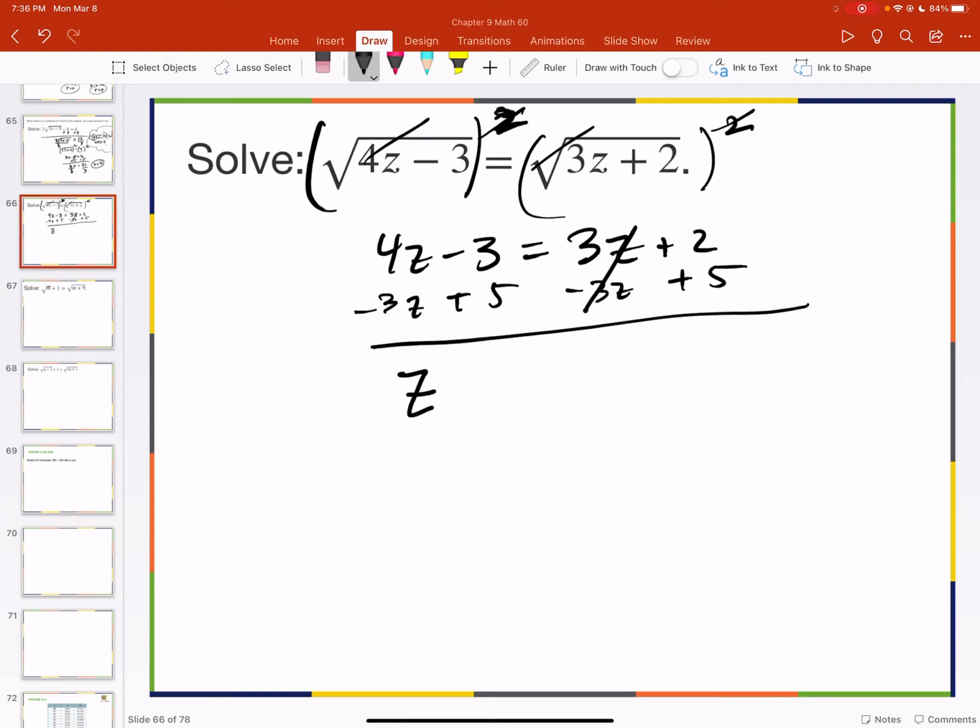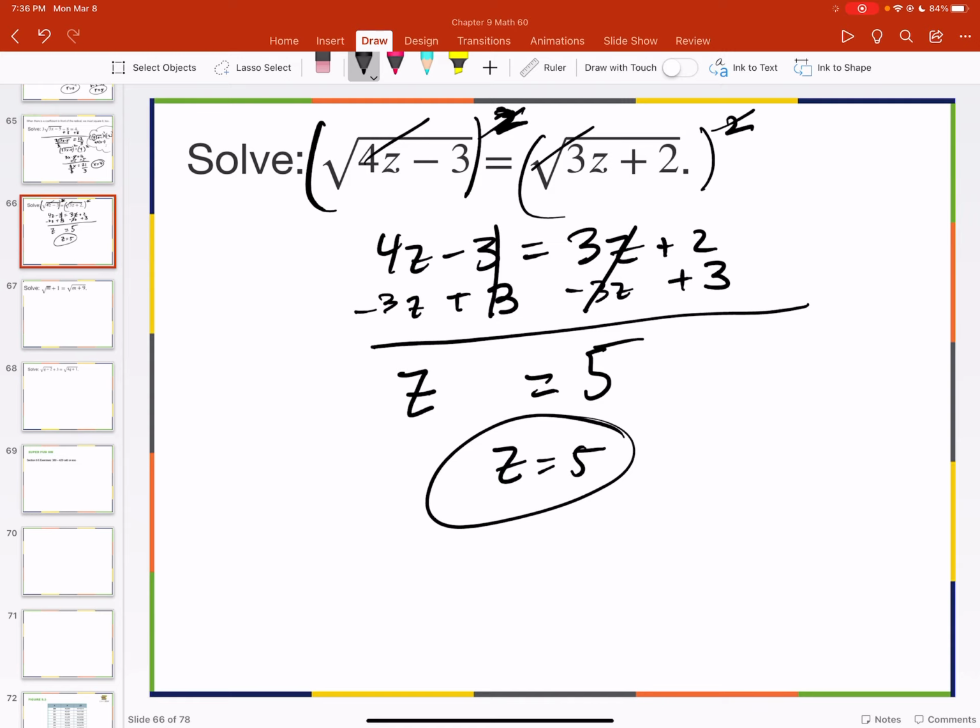Wait, why did I add 5 to both sides? That's so weird. Sorry. This should be a 3. A 3. And then that cancels out here. You get, oh, I must have been thinking about the solution, 5. So the solution is 5. So z equals 5. So that's a nice one, right?